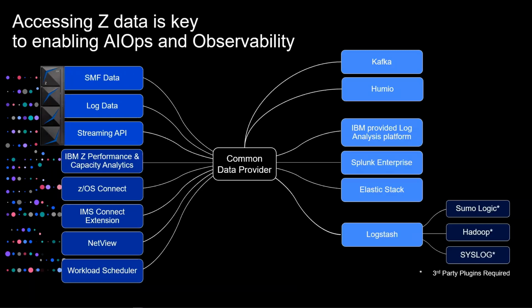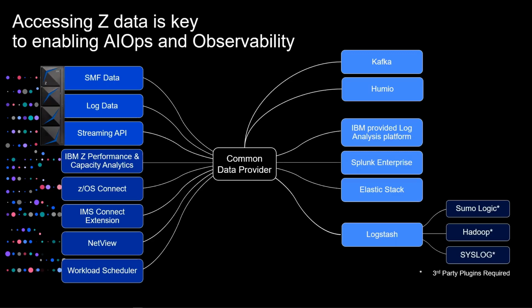So initially, Common Data Provider, when it was first developed 6 or 7 years ago, was really built to feed data to the IBM log analytics platform. And quickly over time, we added support for Elastic and Splunk. Splunk has certainly been a great partner of ours. We have a very highly optimized way to get data into that platform.